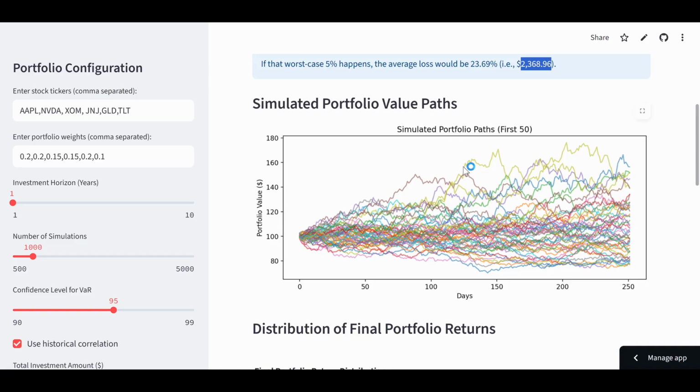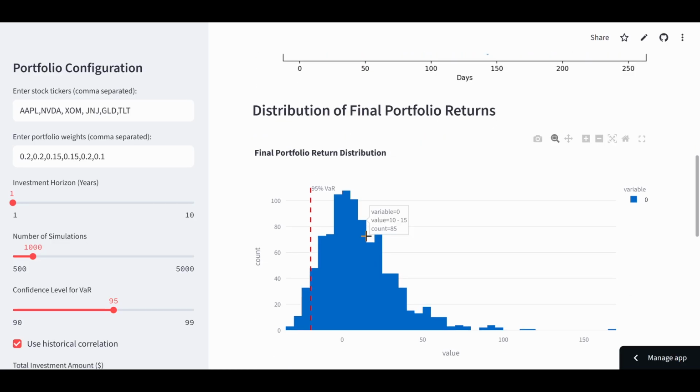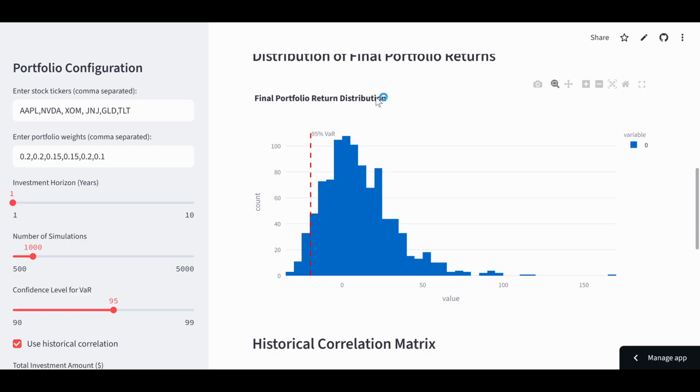So basically, each and every path is a simulation. So there are 1,000 different paths in which your portfolio can go. It starts here and it can go like this, it can go like this, it can go like this. It shows 1,000 different values. And yeah, this is the distribution basically.